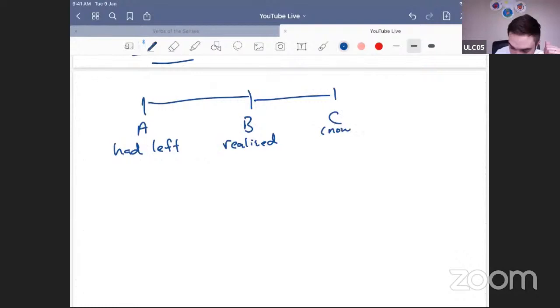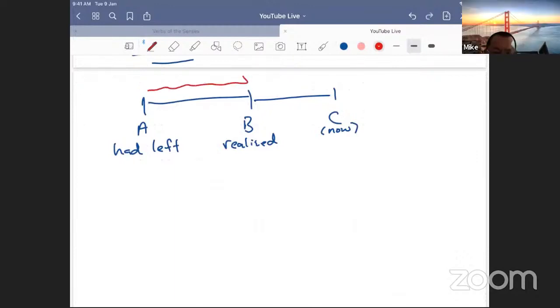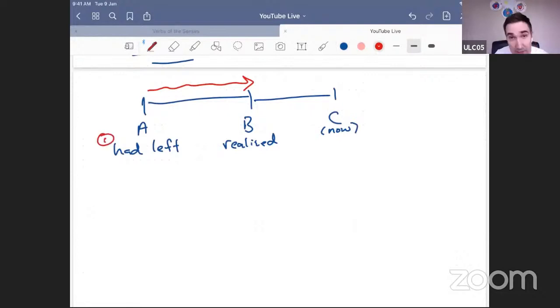Again, this is now, so this is when you're speaking. So now, how do you get to the airport? Usually, how do you get to the airport? Taxi, right? Taxi takes a long time, right? So we can look at these actions in this order. I had left my passport. Then I got in a taxi, and then I realized that I had left my passport, right?